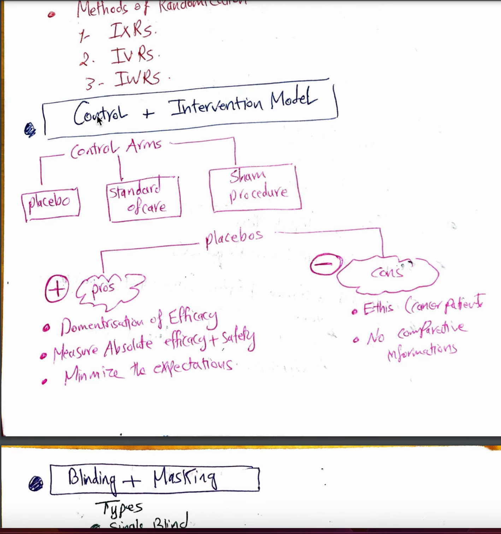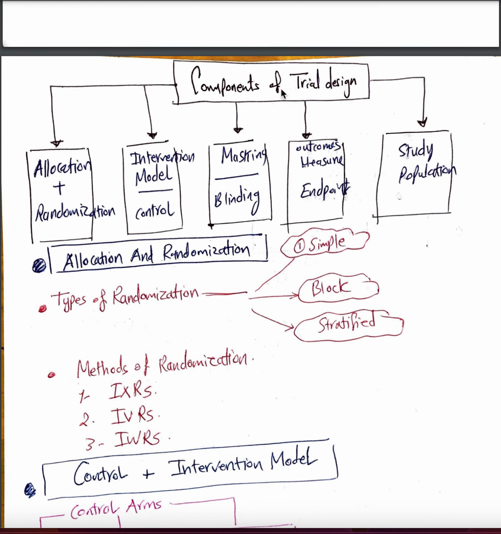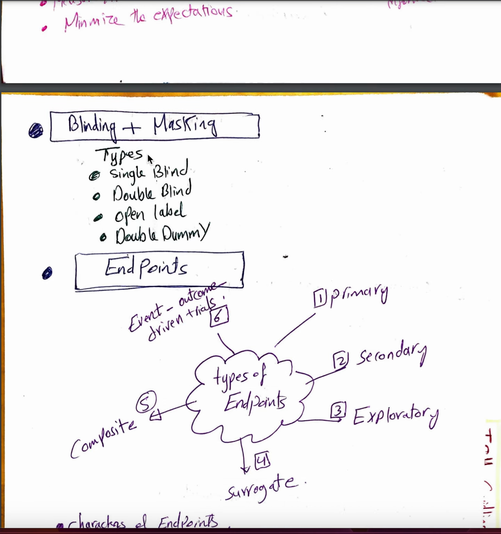So we have now finished the control and the interventional model. Let me refer back to the components of a trial design. As I said, the first one is allocation and randomization. The other is the interventional model and control. The other is masking and blinding, and there are types of masking and blinding: single blind, double blind, open label, and double dummy. Actually, double dummy is not so common to explain.